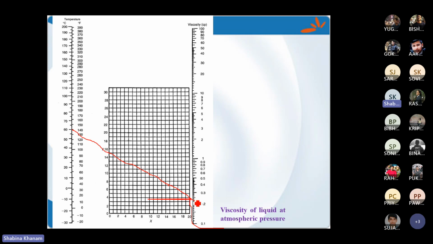So if I draw the straight line, and wherever it cuts this right scale, that value you need to choose as the viscosity. That viscosity is in centipoise, and you need to convert that into kg per meter second to bring it to unit uniformity. So I hope you understand how to find the viscosity of the liquid in this way.